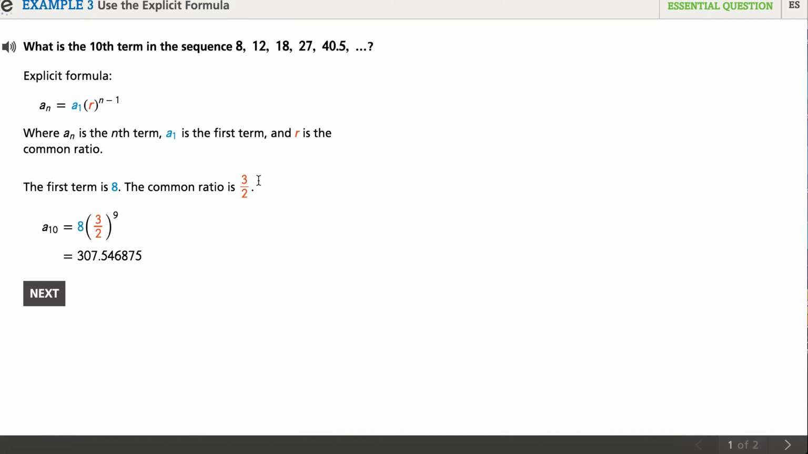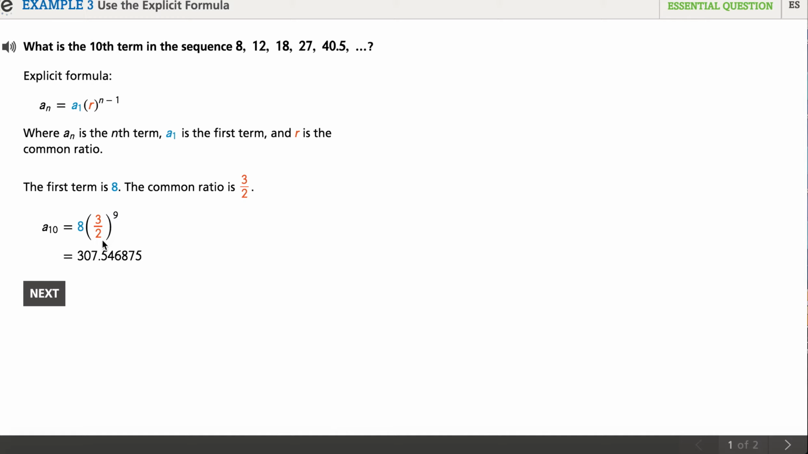The first term is 8. The common ratio is 3 over 2, which you figure out by dividing the numbers. And a tenth, because we are looking for the 10th term. So a sub 10 is equal to 8 times 3 over 2 to the power of 9.